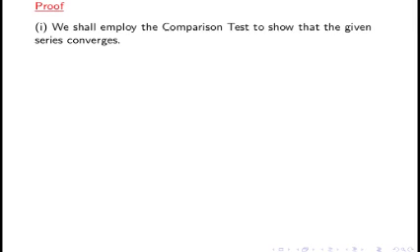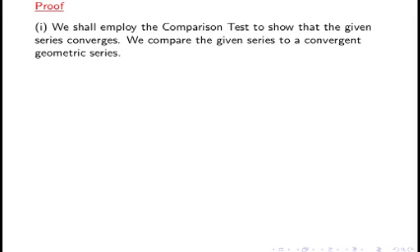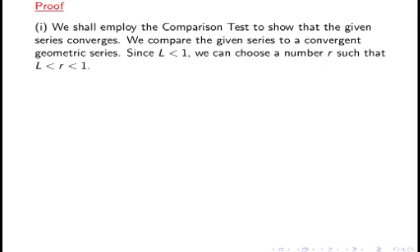The proof is also quite straightforward, and we'll do it quickly. We'll use the comparison test again to show that the given series converges. Remember, in condition 1, for the first part of the test, we are assuming that the limit as n goes to infinity of the absolute value of a_(n+1) divided by a_n is equal to a number L, which is strictly less than 1. Now, since L is a number less than 1, we can pick a number r which is in between L and 1. If you think about it, that's always possible for real numbers.